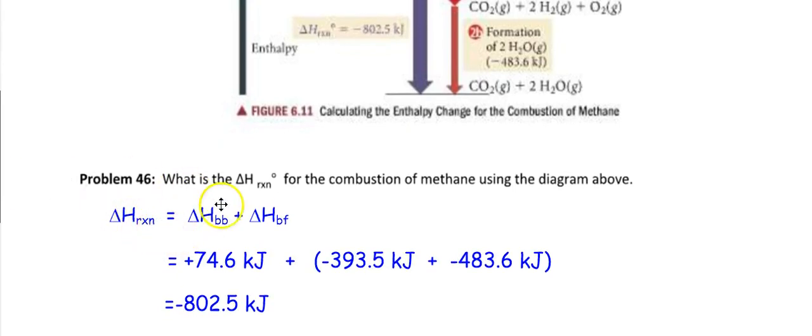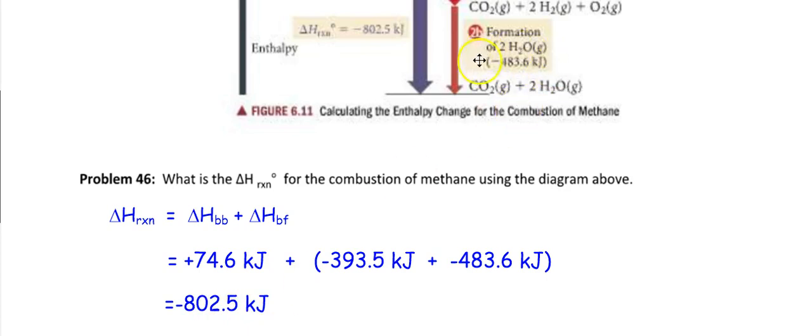So here the reaction is the bonds broken, plus the bonds formed. My bonds broken is plus 74.6, plus my bonds formed is negative 393.5 and negative 483.6. That's what this number is right here. So I have a negative 802.5.